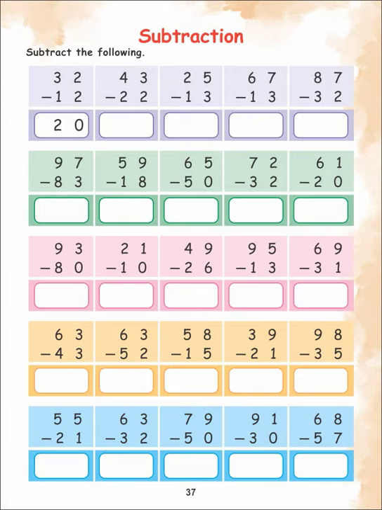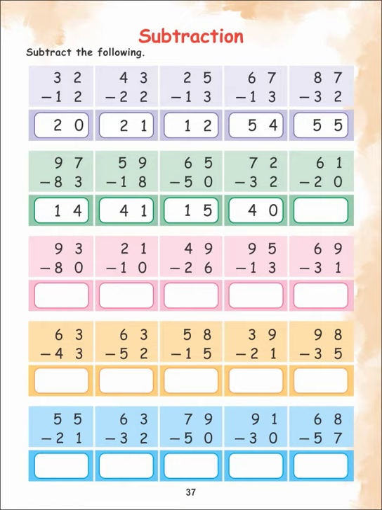43 subtract 22, 21. 25 subtract 13, 12. 67 subtract 13, 54. 87 subtract 32, 55. 97 subtract 83, 14. 59 subtract 18, 41. 65 subtract 50, 15. 72 subtract 32, 40.